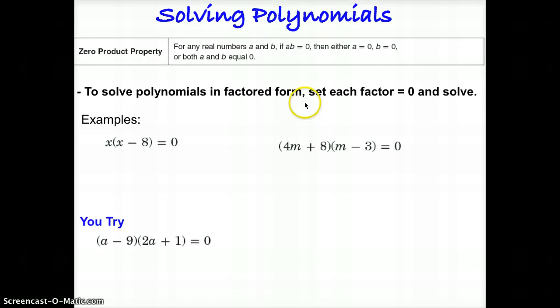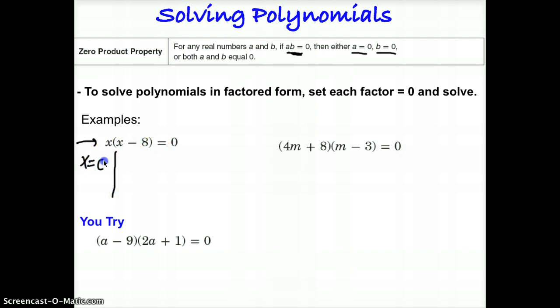Solving polynomials. This is where we basically say, okay, if A times B equals 0, then either A equals 0 or B equals 0. And that is kind of common sense, right? If you multiply two things and the product is going to be 0, then one of them had to have been 0. So when we solve polynomials in factored form, meaning x times x minus a equals 0, one of those has to be 0. So let's figure it out.